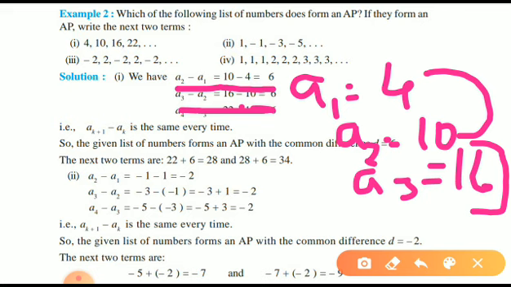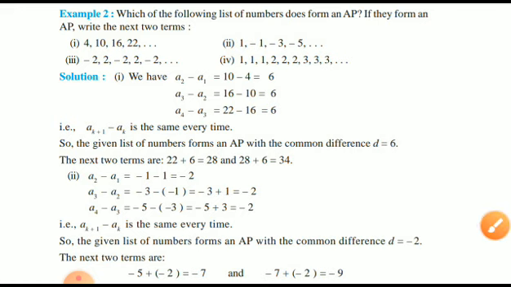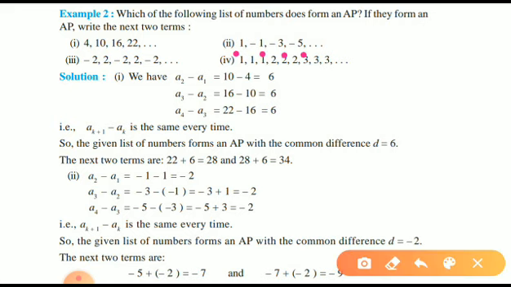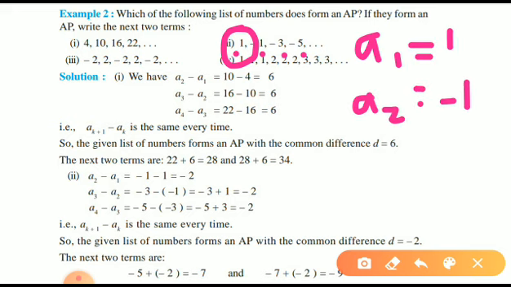There is no necessity to find a4 minus a3, because a2 minus a1 is the same as a3 minus a2. So here itself we can say the given sequence is in AP. Okay, clear? Next is 1, minus 1, minus 3, minus 5 and so on. Again, my first term is 1. The second term is given to be minus 1.